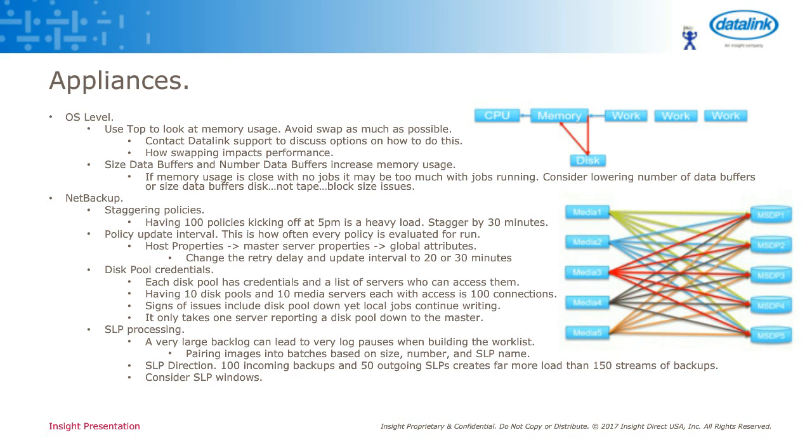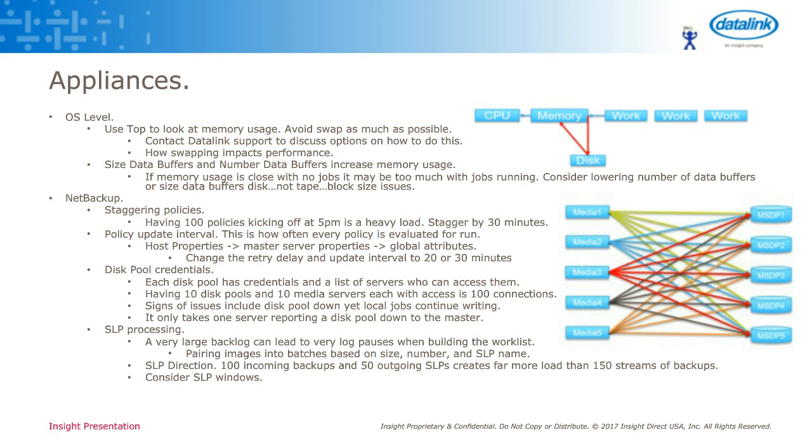The second consideration with SLPs is the direction. In this example here, we have 100 incoming backup streams. So we have a media server that is writing out 100 streams of data to an MSDP pool. And then we try to add in 50 outgoing SLPs to replicate or duplicate data out of an MSDP pool, maybe to tape or to another MSDP pool. Now what we'll have is 150 streams of data trying to move, 100 in and 50 out. And this causes the disks to have to read and write data, and this introduces a large number of delays.